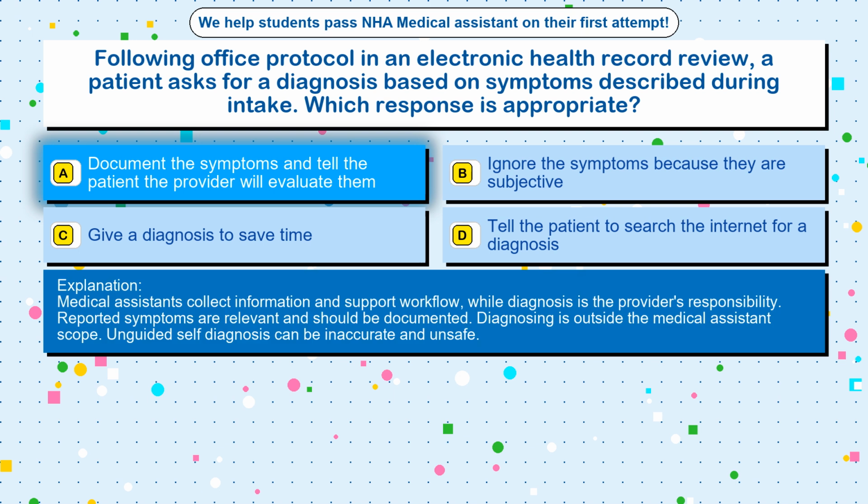Medical assistants collect information and support workflow, while diagnosis is the provider's responsibility. Reported symptoms are relevant and should be documented. Diagnosing is outside the medical assistant scope. Unguided self-diagnosis can be inaccurate and unsafe.